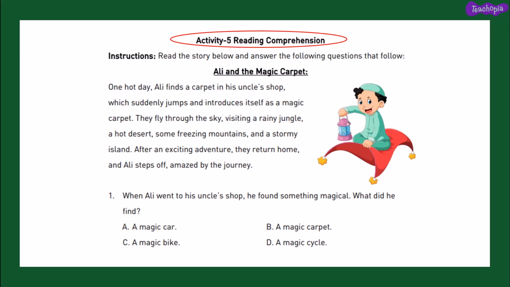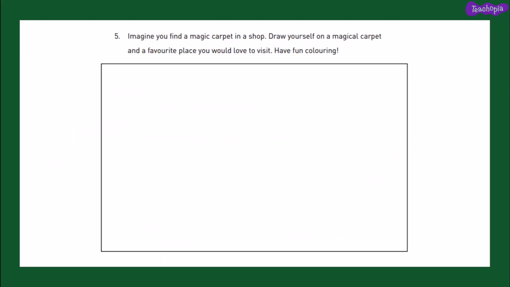Next, we have a reading comprehension activity. This one is called Ali and the Magic Carpet. Once learners have thoroughly read this passage, they will move on to answer questions that are given below. Learners need to find the right details given in the passage to mark the right answers. So ask them to read carefully and look for details for each question in the passage.